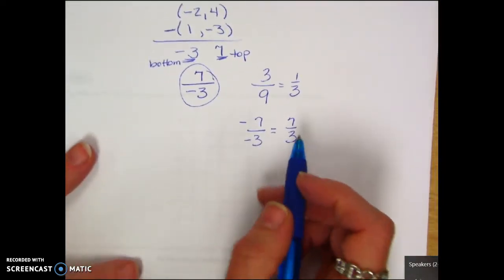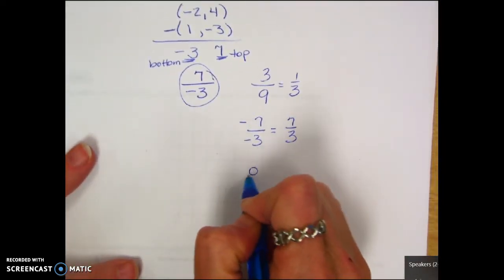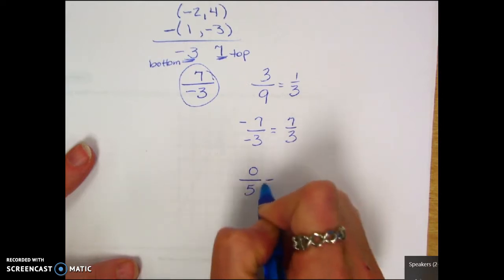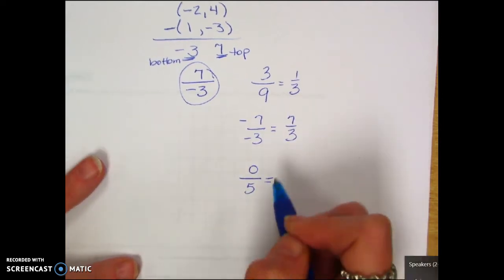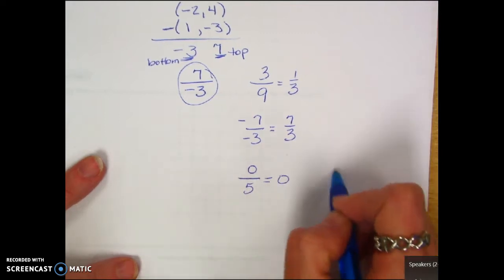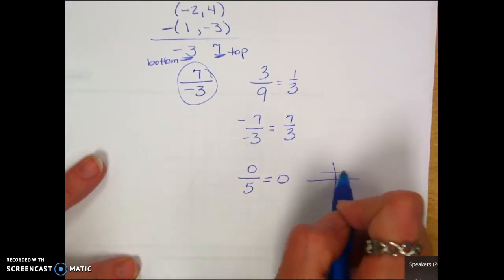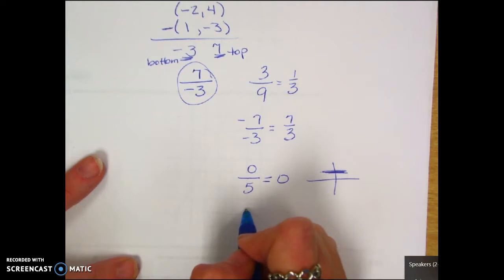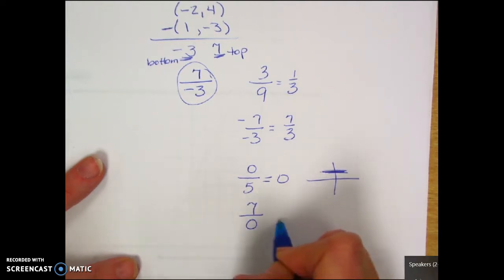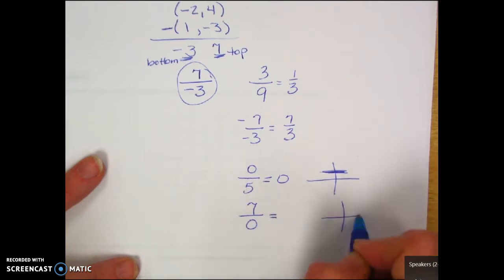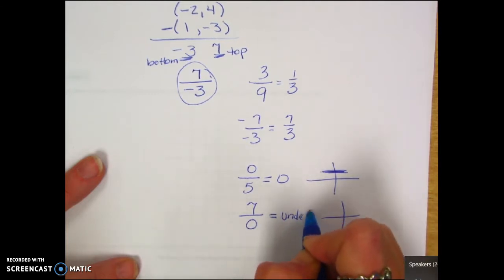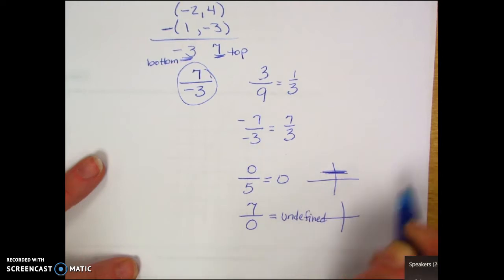And another thing, if you have 0 divided by some number, what does that equal? Well, that equals 0, which means if you think about our lines, it's going to be a horizontal line. What if we're dividing by 0? Well, then that is an undefined problem, and we are looking at a vertical line with an undefined slope.